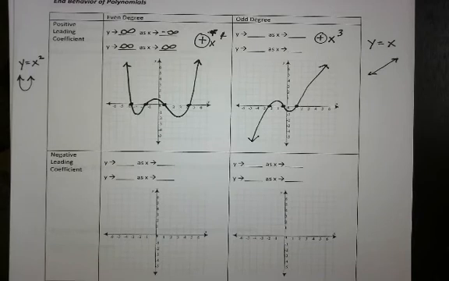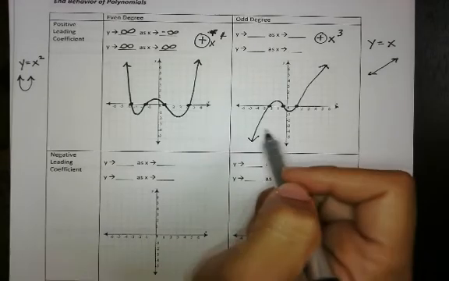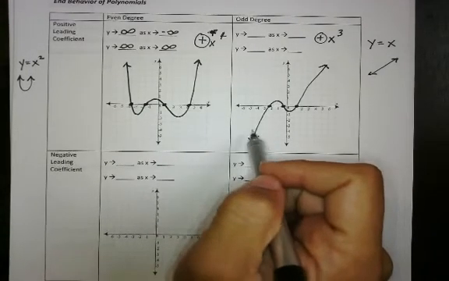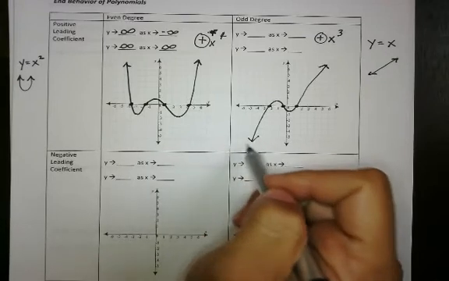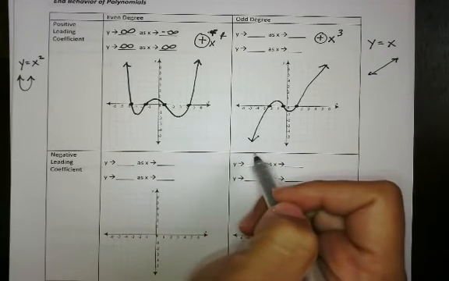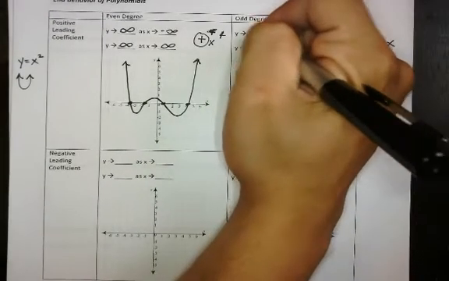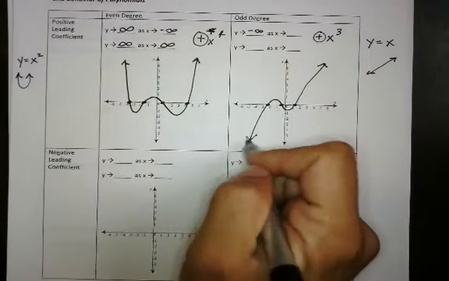So now, because we saw that the graph goes 3 times, we're going to see what the end behavior was for this function. So down here, is y approaching positive infinity or negative infinity?